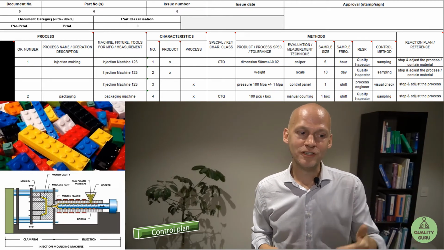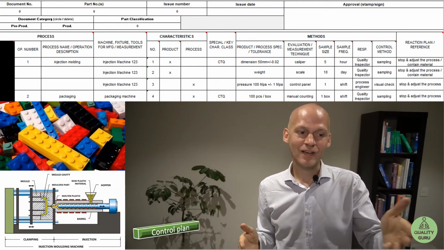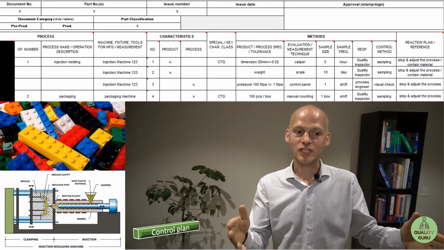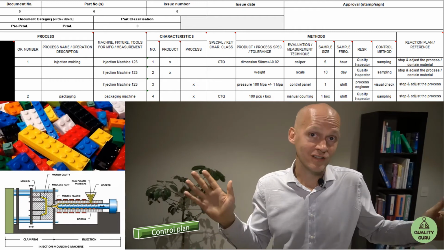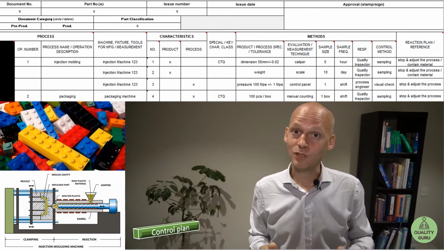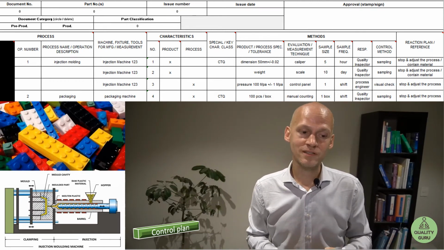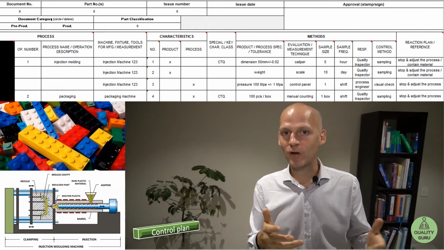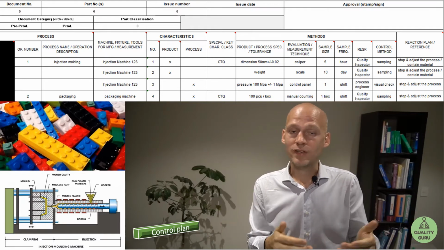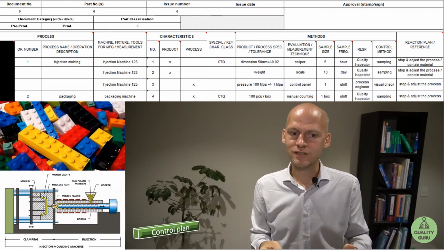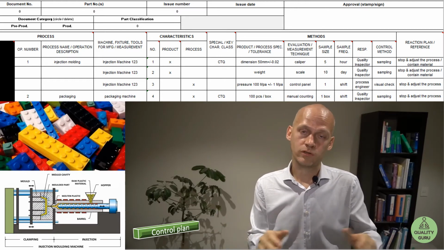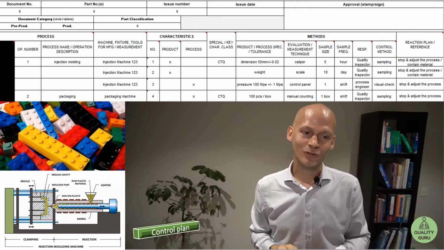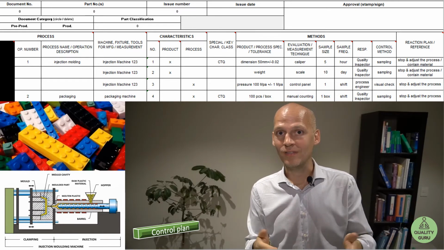So let's see, I make a very simple control plan for this. We have the injection molding process on an injection molding machine. I call the injection molding machine 1, 2, 3. It has a number. Maybe in your company you also have machines with numbers. And then there's a packaging process with a packaging machine, and the packaging machine has the job to always put 100 pieces into one box. Very simple process. So let's now see how it works out in the control plan.